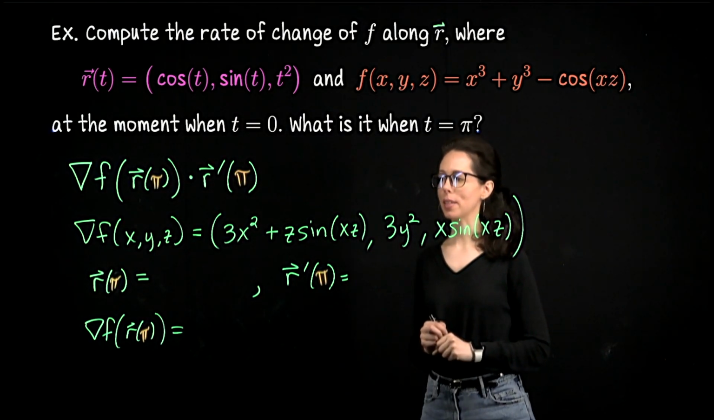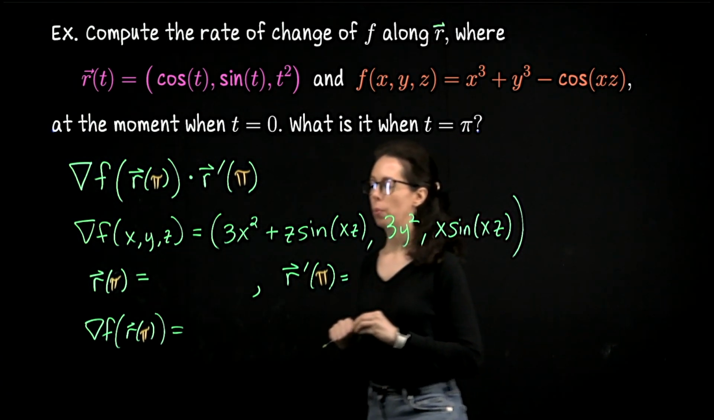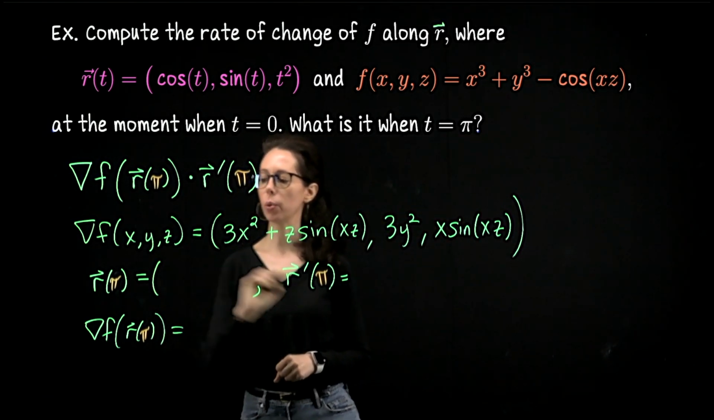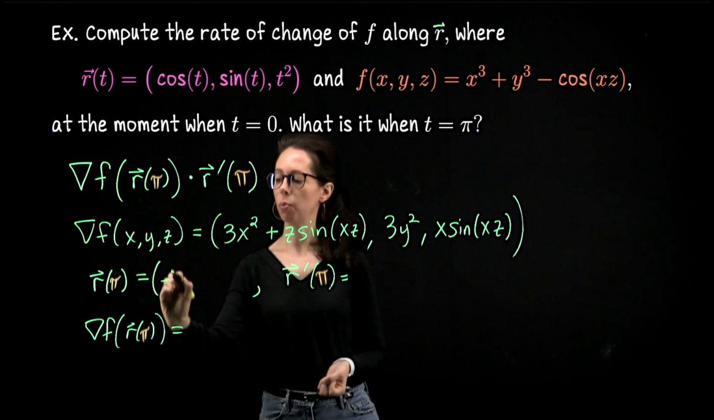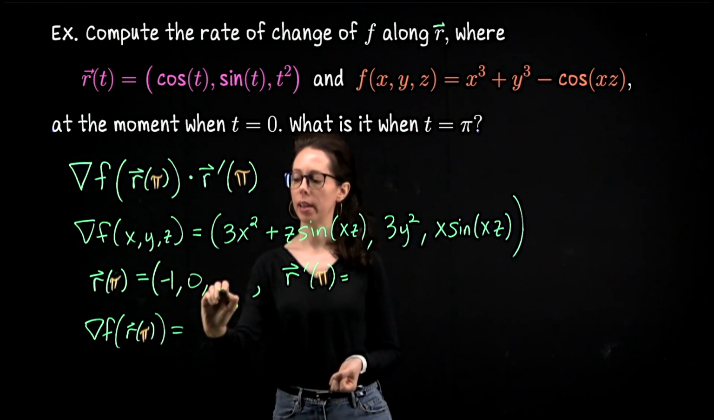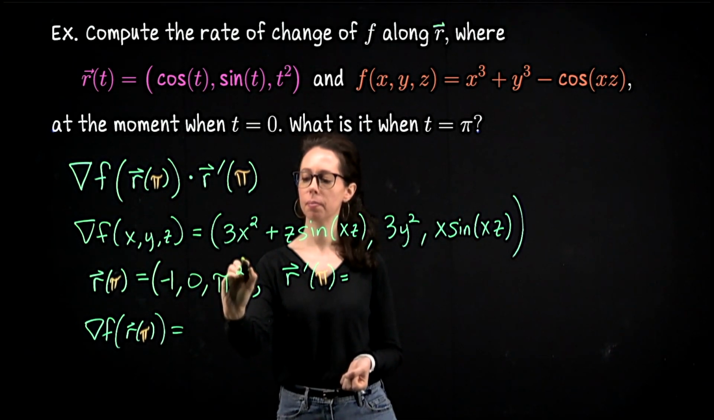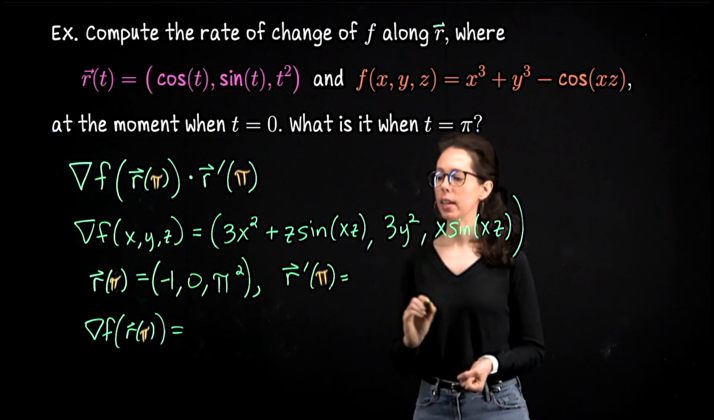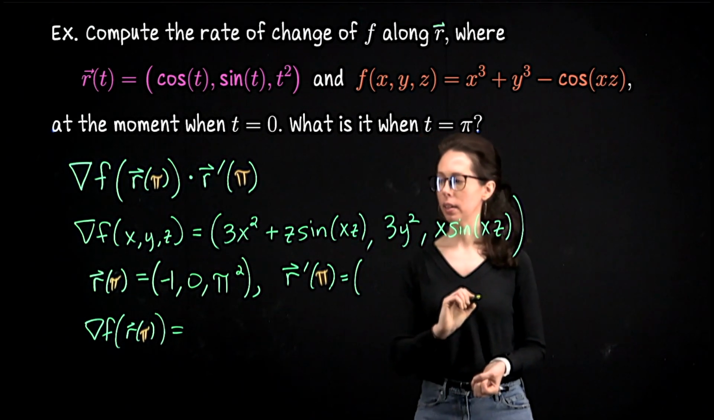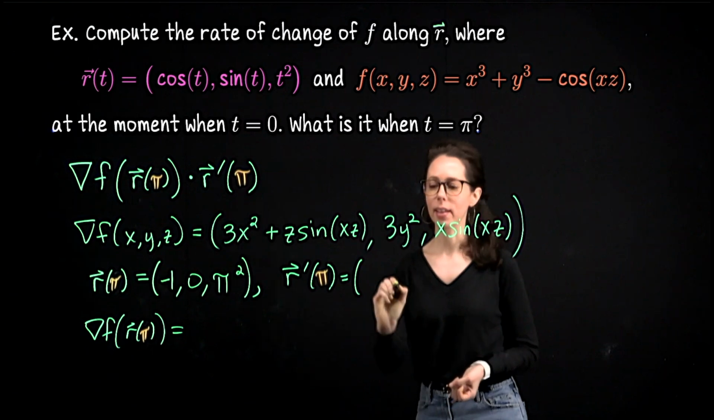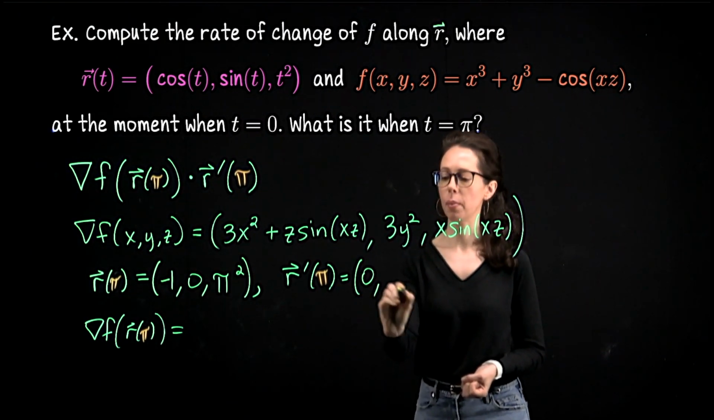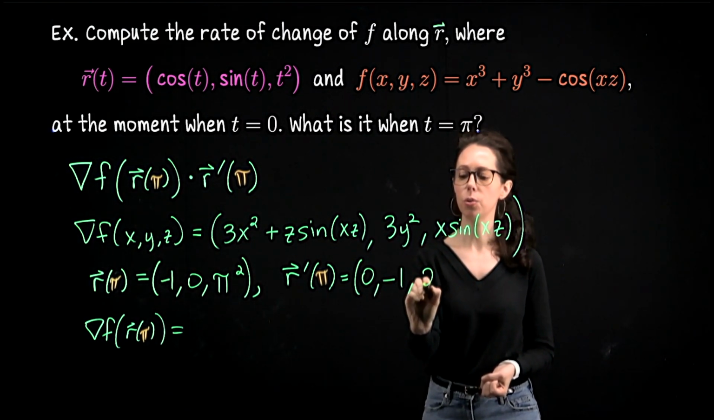Let's see if we get to the same answer. So what is the position when t equals pi? Cosine of pi is -1, sine of pi is 0, and then we have pi squared. What about the velocity at pi? The first coordinate would be negative sine of pi, that's 0. Then cosine of pi, that's -1, and then 2 pi.